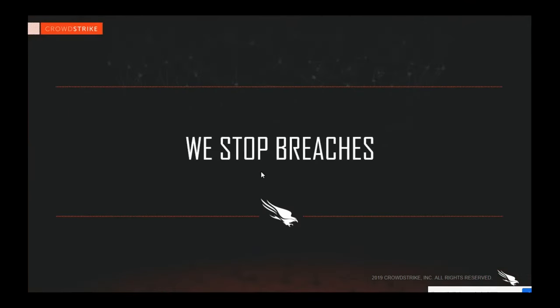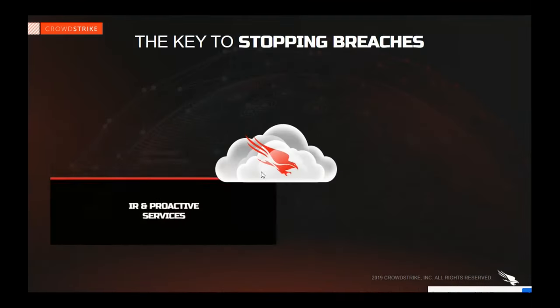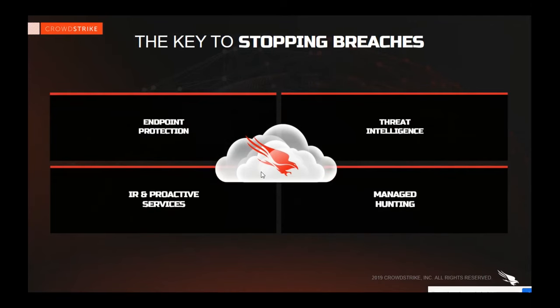In CrowdStrike, one of the primary aims is to stop the breaches. That is exactly what we are concentrating on. Some of the key points from a stopping breaches perspective: we provide four areas of protection. One is endpoint protection, securing your endpoint from all the latest attacks and different kinds of malware. We also provide intelligence on the techniques and tactics being used by specific attackers, hackers, or malware. And of course, we also have services as a platform.